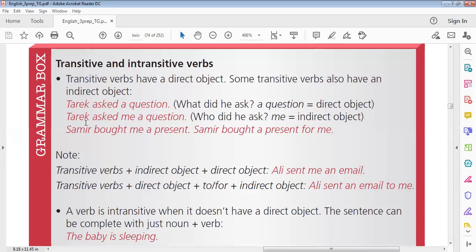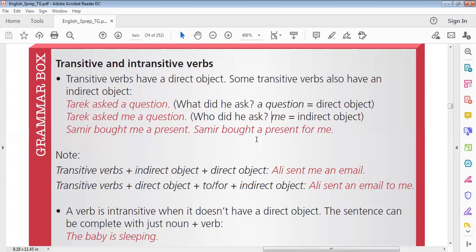Another example, Tariq asked me a question. Here we have two objects. This is the first one, me, and this is the second one, a question. When I want to ask a question like this, who did he ask? It will be me. So me here is called in English the indirect object. Samir bought me a present. You can say, in other words, Samir bought a present for me.